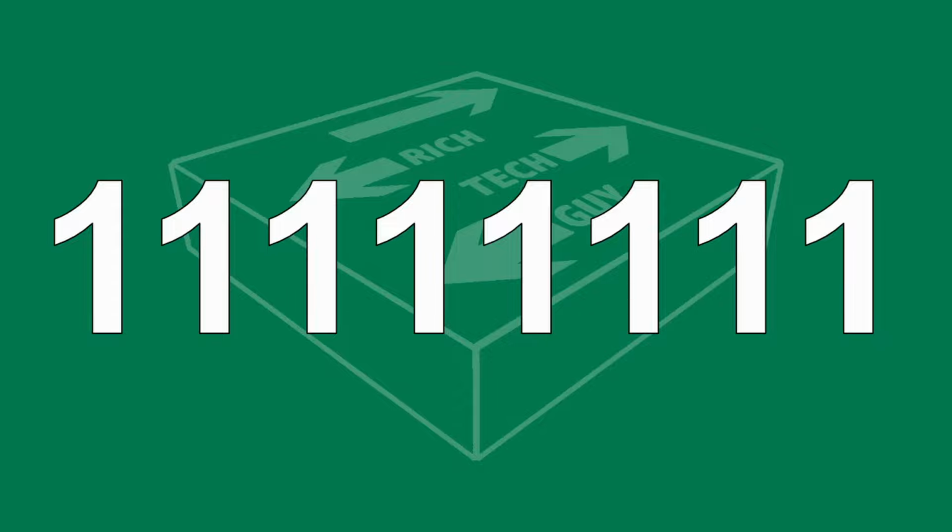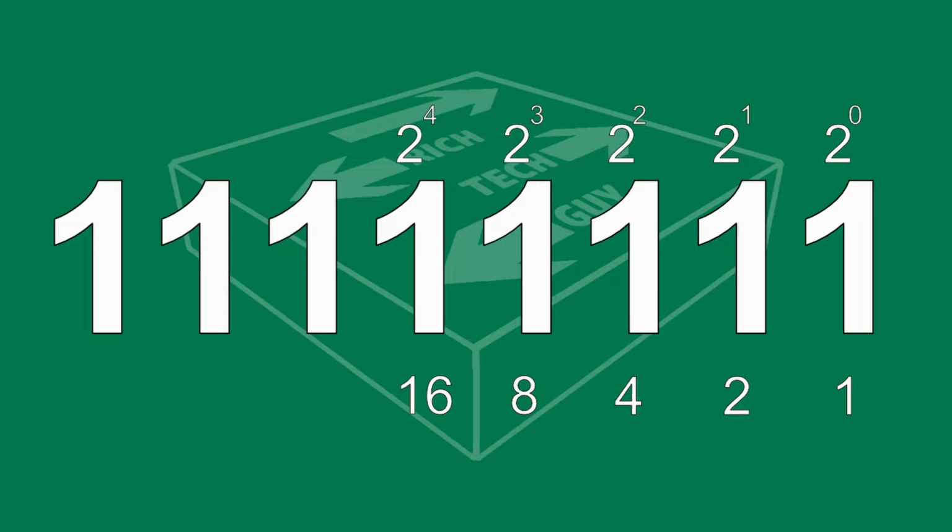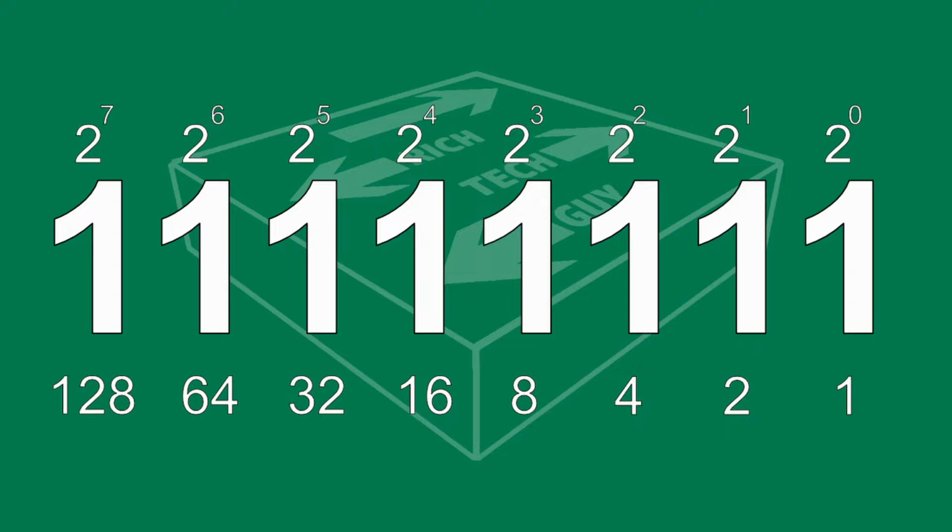And the reason why we're doing all 1s first is so that way we can show all of the powers of 2. Now, starting from the very far to the right, in what would be, say, the ones column on a regular decimal number, we're going to have 2 to the power of 0, which equals 1. Then we have 2 to the power of 1, which is 2. 2 to the power of 2, 4. We have 2 to the power of 3, which is 8. 2 to the power of 4, 16. 2 to the power of 5, 32. 2 to the power of 6, which is 64, and 2 to the power of 7, which is 128.